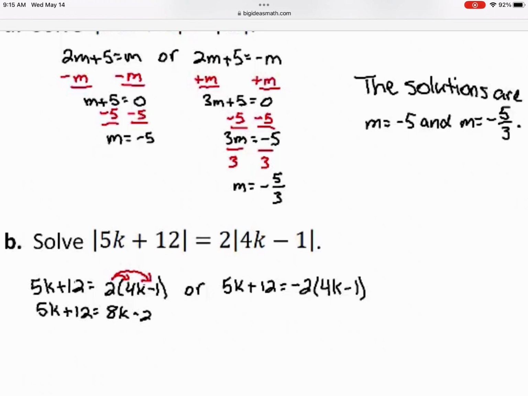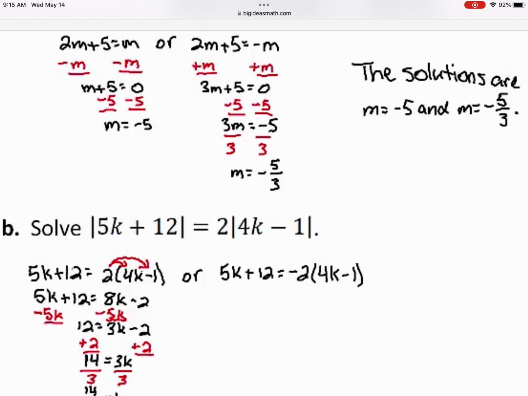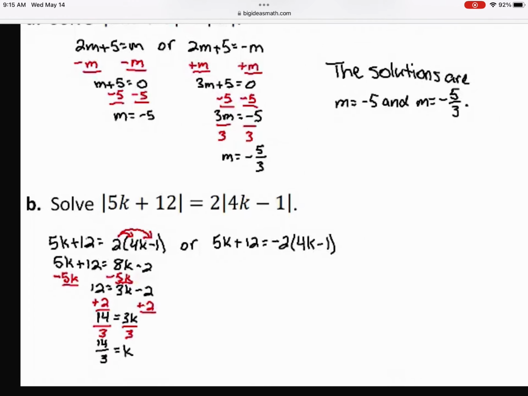Now you want to get all of the k terms on the same side by subtracting 5k from each side, giving you 12 equals 3k minus 2. Then isolate the k term by adding 2 to each side, giving you 14 equals 3k. And divide each side by 3, leaving you with 14/3 equals k.